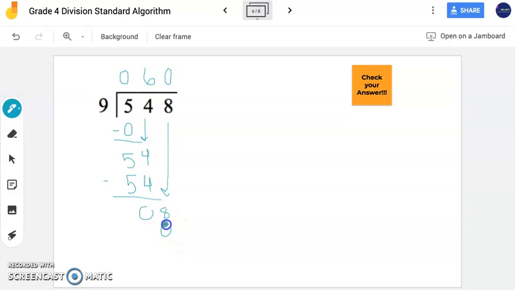9 times 0 is 0. Subtract, and I have 8. And I notice I'm finished because there's no more digits left in my dividend. So 8 is known as my remainder, or we can say R 8. So my quotient here is 60 remainder 8.